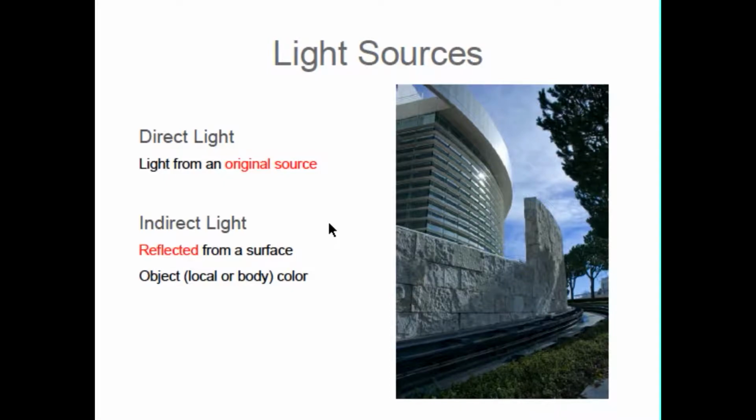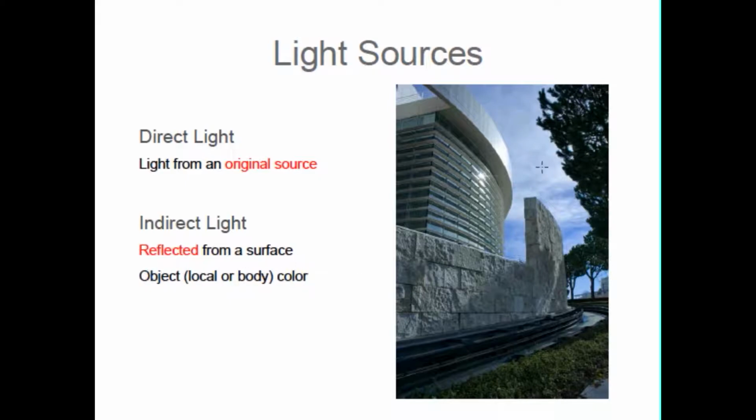When light is reflected from a surface, depending upon what the surface is doing, there are going to be various colors that we perceive on that surface. Those various colors will be known as object or local or body colors. So we can say local color, body color, or object color.